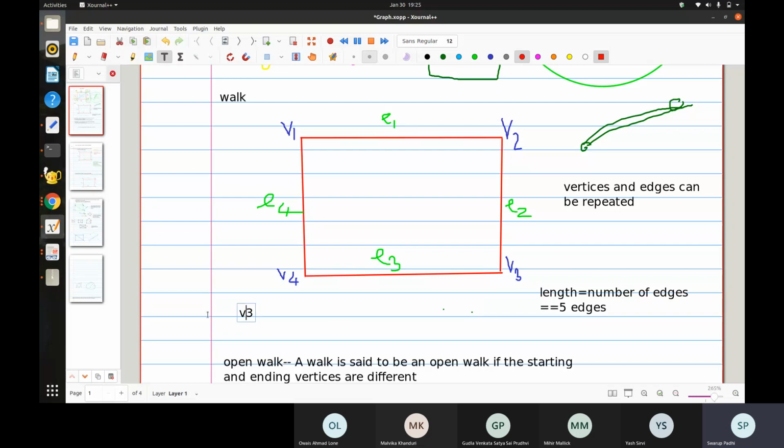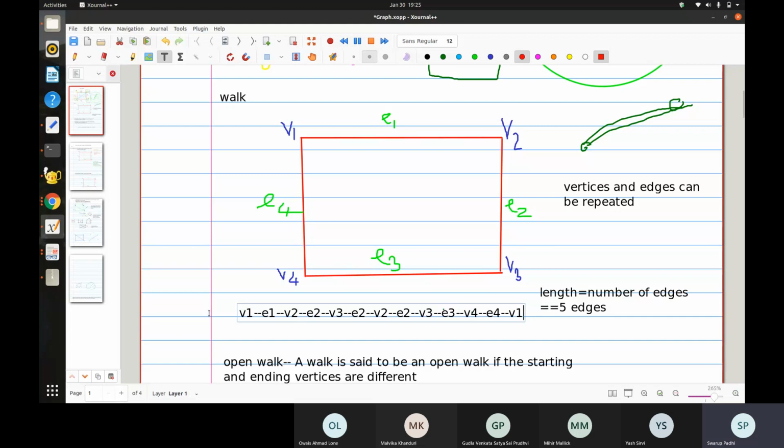Let me simply write down V1, then E1, then V2, then E2, then V3. Then you can come back through E2 to V2. Then again you can go through E2 to V3. Then you can go through E3 to V4. Then through E4 to V1. Anyway, any sequence, you can repeat the vertices, you can repeat the edges, and that's what a walk is.